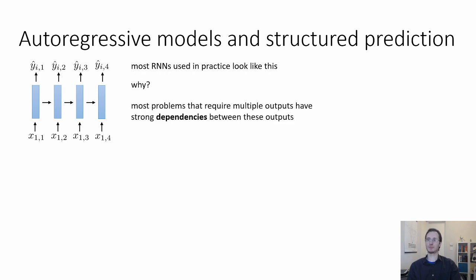Well, it's because most problems that require multiple outputs have strong dependencies between these outputs. That might seem like a slightly cryptic statement, so let's try to make it a little bit more intuitive. These kinds of problems are sometimes referred to as structured prediction. They're referred to as structured prediction because the thing that you are predicting, the output sequence, has structure. In contrast to something like a label, which has no structure. A label is just a value of a single discrete variable.